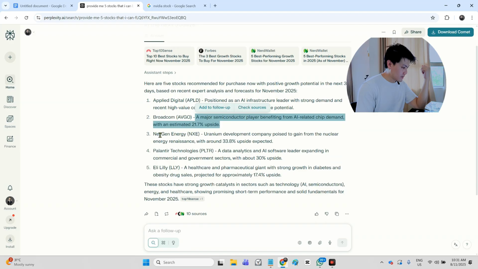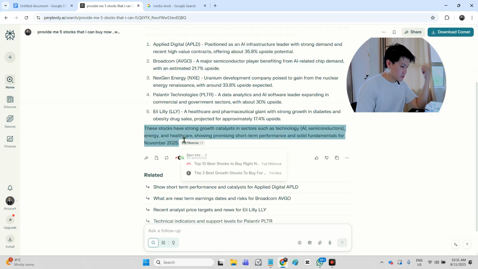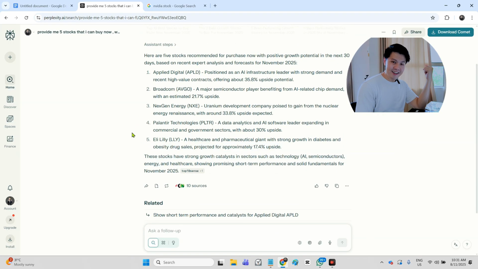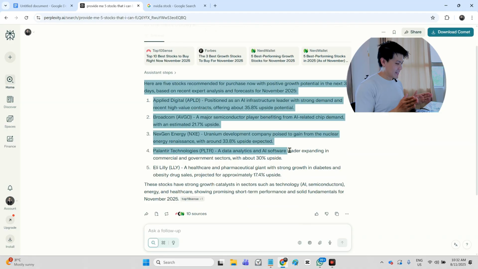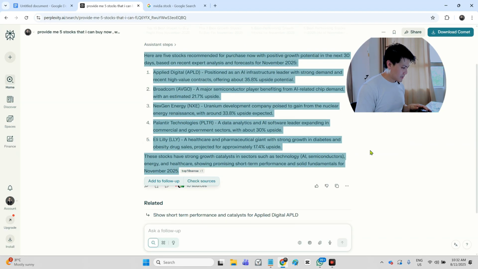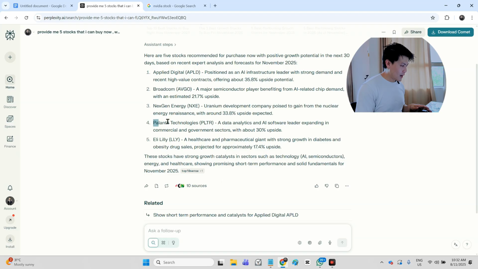These stocks have strong growth catalysts in sectors such as technology, energy, and healthcare, showing promising short-term performance and solid fundamentals for November 2025. So those are the 5 stocks. Wow, it's pretty good. The next thing that I want to do is Palantir is a pretty interesting one because I know this, and Ely is a pretty interesting one. NextGen, I have also heard of them a lot of times. So should I buy? Comment below this video.